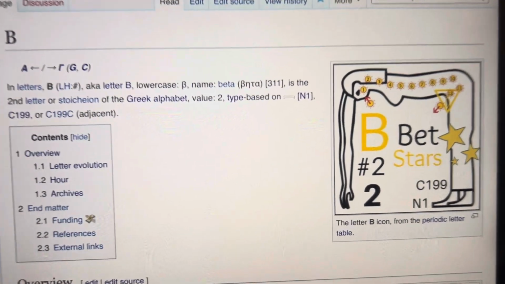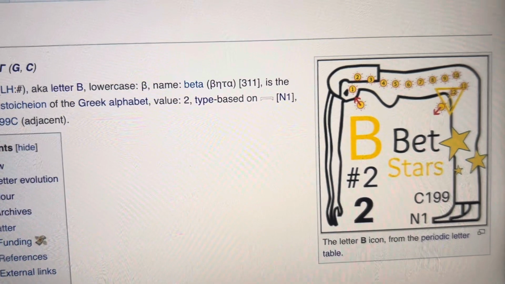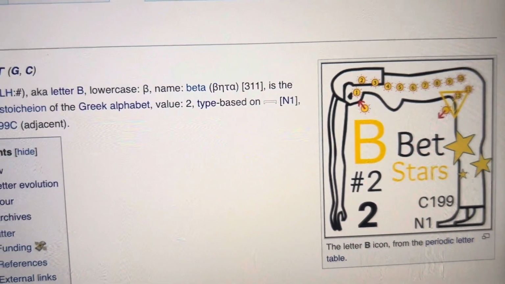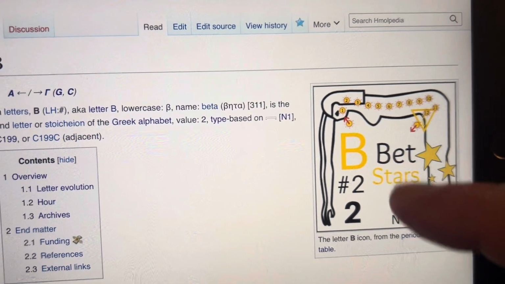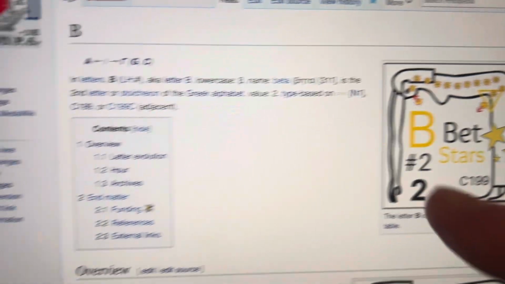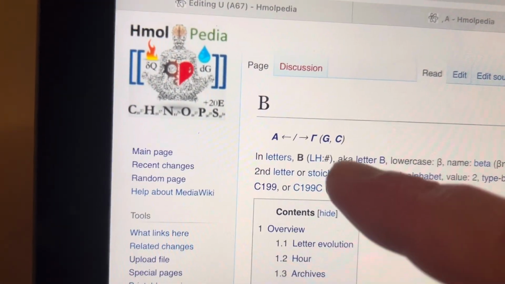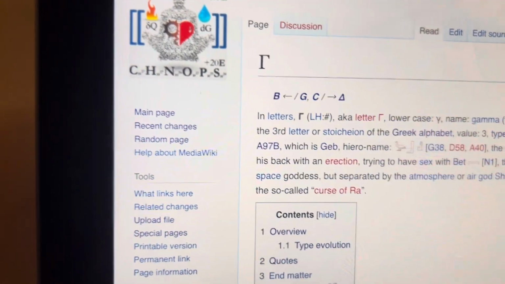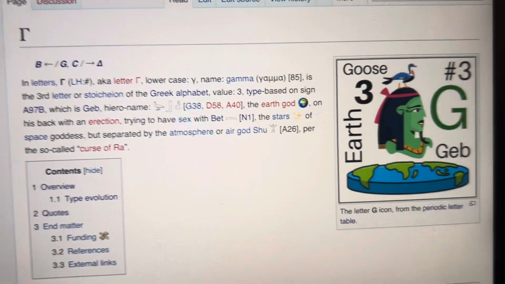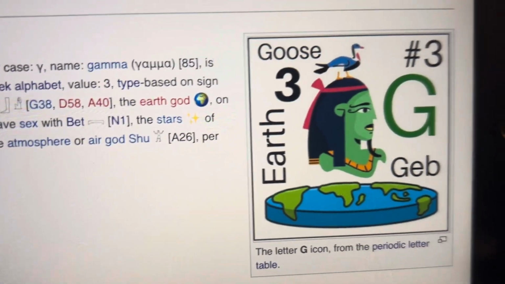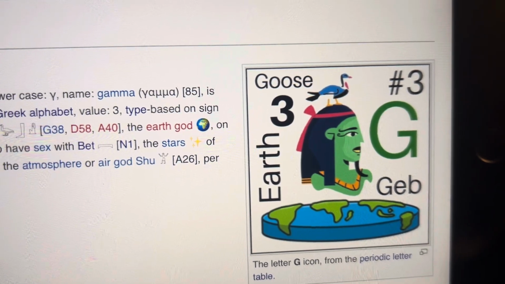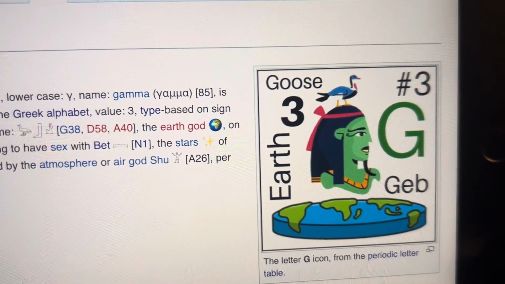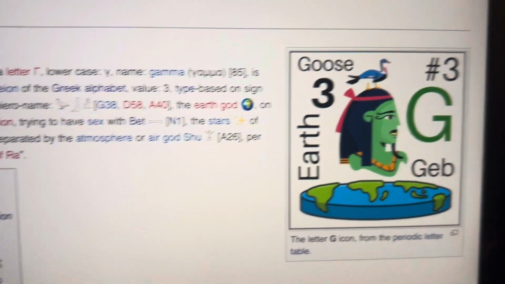Letter B is Bet, the stars of space goddess, arched over the earth, separated by the atmosphere in the middle, or Shu, or letter A, standing over letter G, which is the earth. Gamma, Geb, the earth god, who has the goose on his head, the animal which makes isosceles triangles in the sky when it flies.